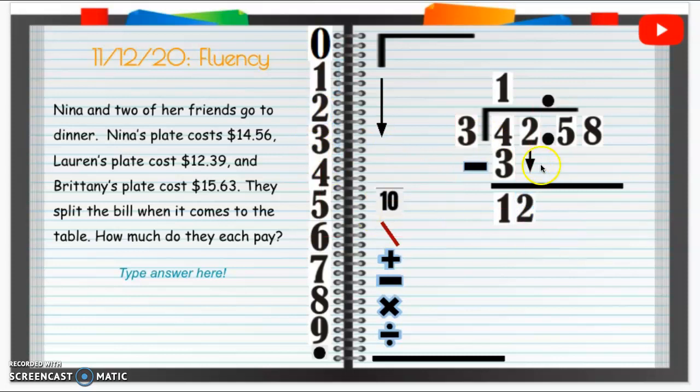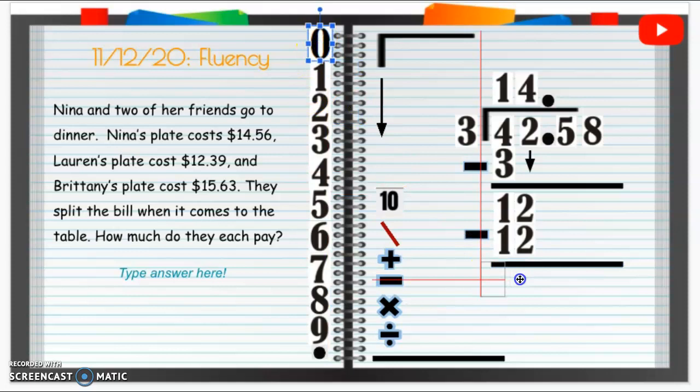Now, how many times can 3 go into 12? 3 can go into 12 4 times. So I'm going to put this 4 above that 2. 3 times 4 is 12. So I'm going to subtract. So I know that 12 minus 12 is going to be 0. Now what am I going to do? Well, we need to bring down that 5 because we're not done yet.